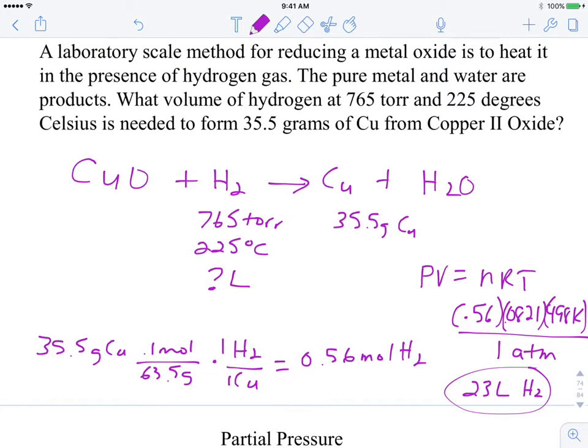So with these types of stoichiometry problems, you're either going to have to use PV equals nRT at the end or use it at the beginning, but at some point you're going to have to use it. You can't just find the moles of hydrogen and times it by 22.4. It won't work.